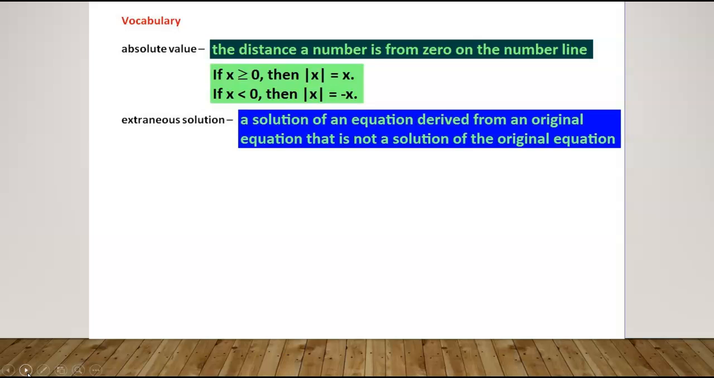So we have some new vocabulary words. You have absolute value and extraneous solution. An absolute value is a distance from 0 on the number line. The absolute value of any number x is always equal to a positive x, whether x is negative or not. The solution to an absolute value equation can sometimes be untrue. That's called an extraneous solution.